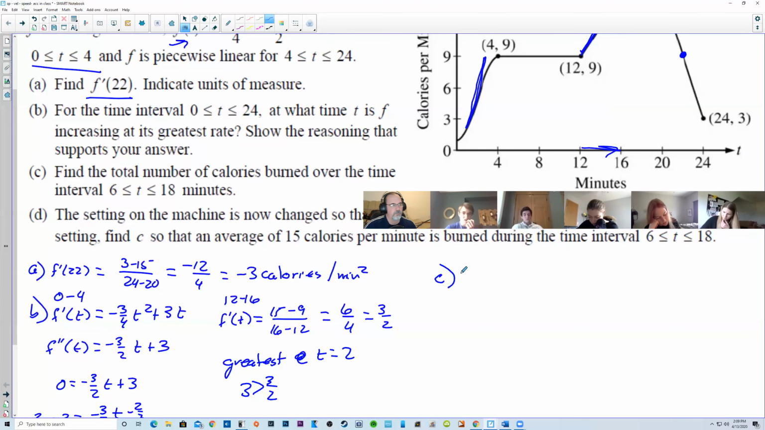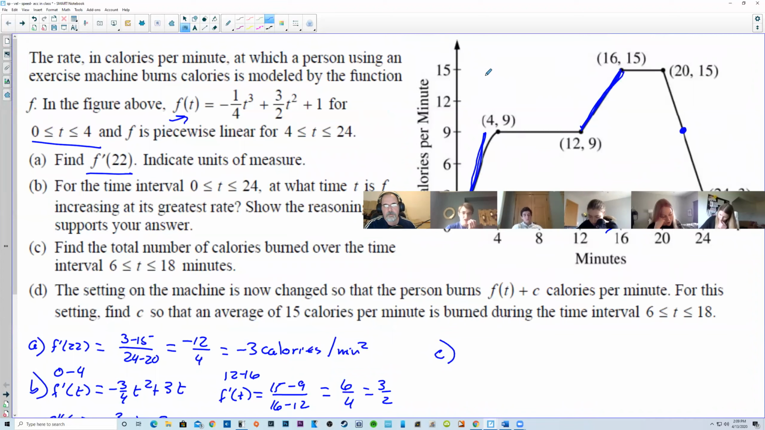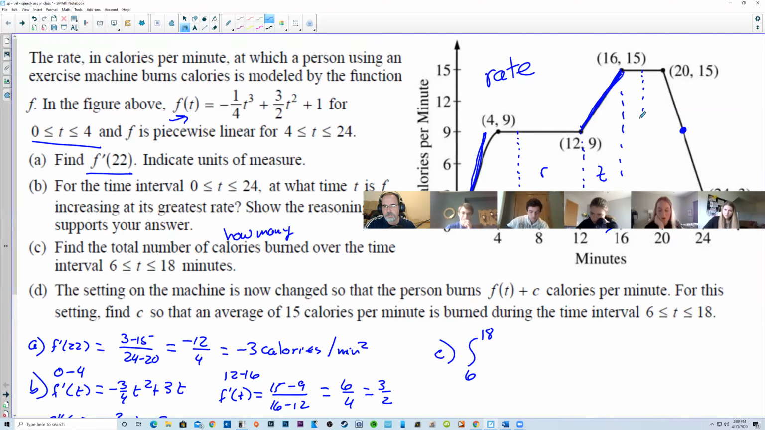Letter C, hopefully this is very straightforward for you. If this graph represents the rate and they're asking to find the total number of calories burned over the time interval 6 to 18, this is asking the question how many. We're of course going to integrate. So integrate from 6 to 18, which is kind of in the middle of these line segments. Here's 6. If we go from 6 to 12, that's a rectangle. 12 to 16, that's a trapezoid. And 16 to 18, that's another rectangle. So that's f of t.